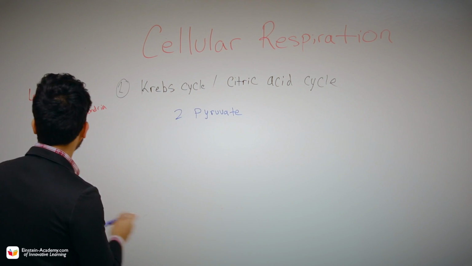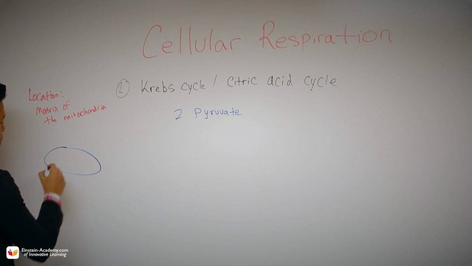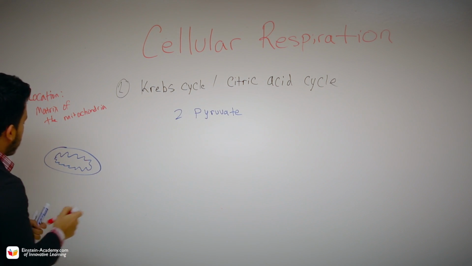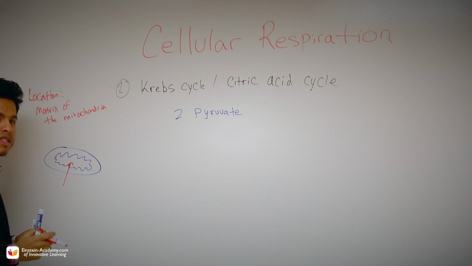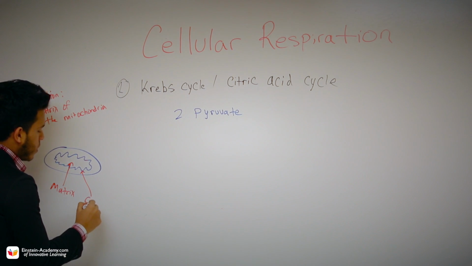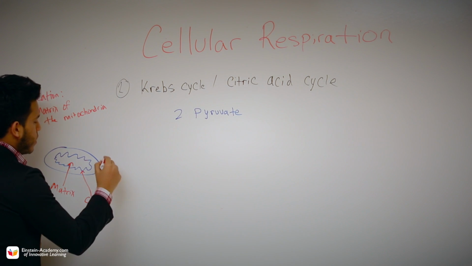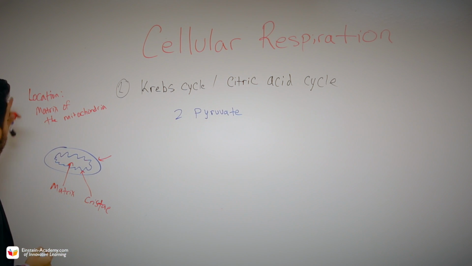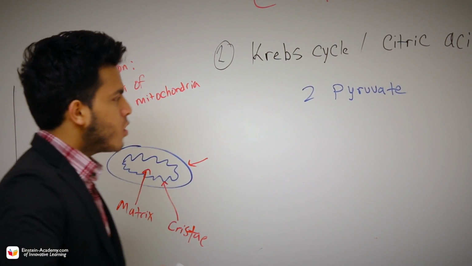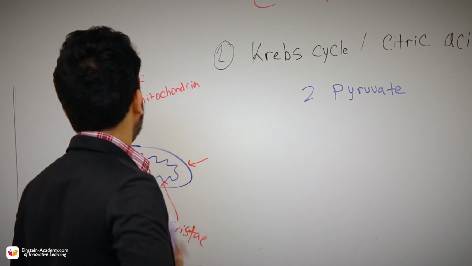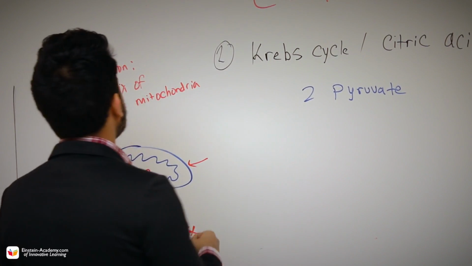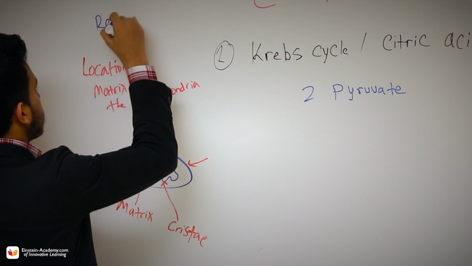If not, let's draw a picture right here. So here I have my mitochondria, and here is my cristae. The space inside the cristae is called the matrix. So this is the matrix, this is the cristae, and this is the outer membrane. So the Krebs cycle occurs in the matrix, over here. The most important thing you have to know after the location is whether or not this process requires oxygen. And indeed, it does require oxygen.